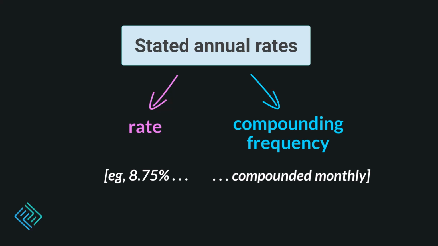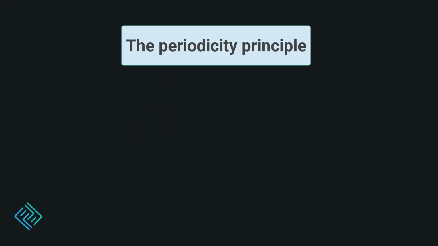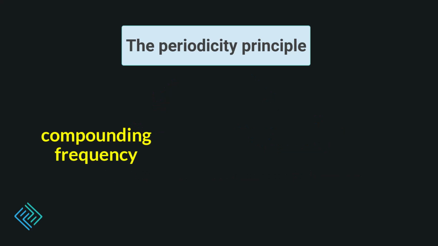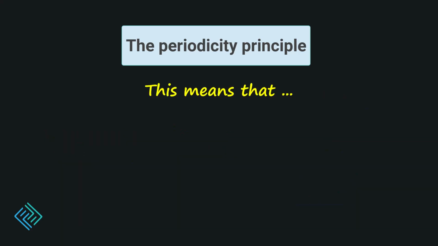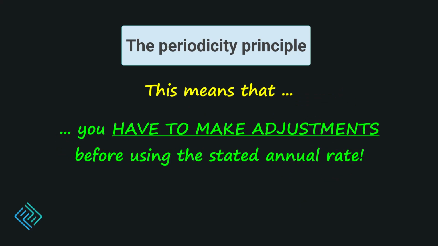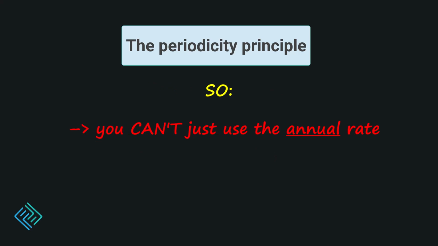To avoid mistakes involving periodicity, you need to align the frequency of compounding with the periodic interest rate and the total number of periods. With only one exception, and I'll get back to that shortly, you cannot directly use a stated rate in any TVM calculation without first adjusting it. Furthermore, you cannot use a simplistic count of years. The period count also needs to be adjusted.